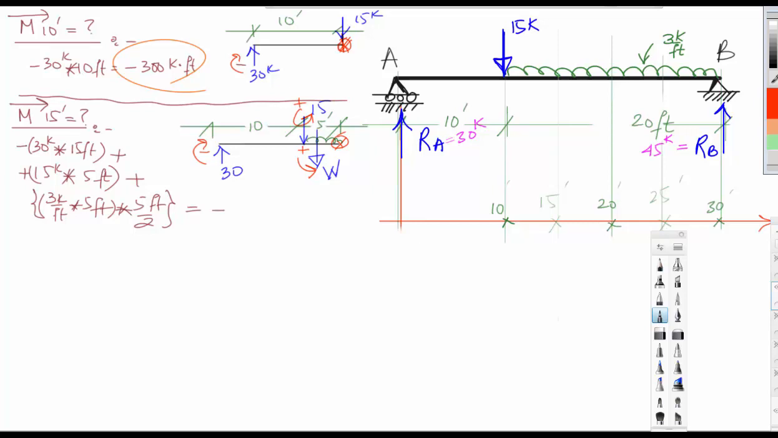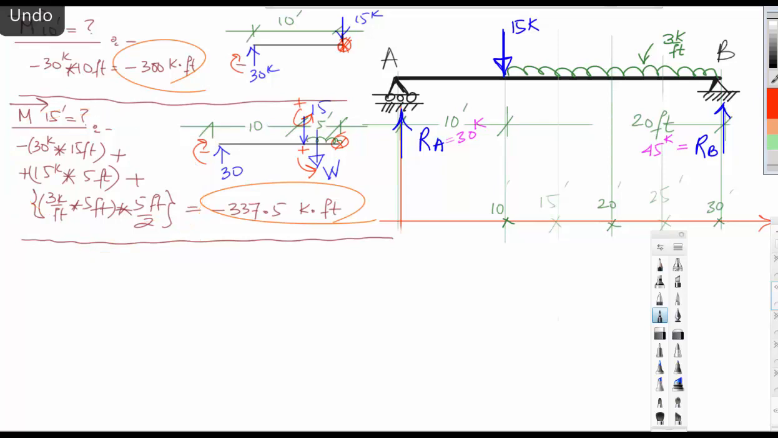If we do the numbers, then you'll see it comes to minus 337.5 kip foot. That's the value. Now we'll do a distance of 20. The equation will be the same. This equation will repeat the same. I will do the sketch to show you.